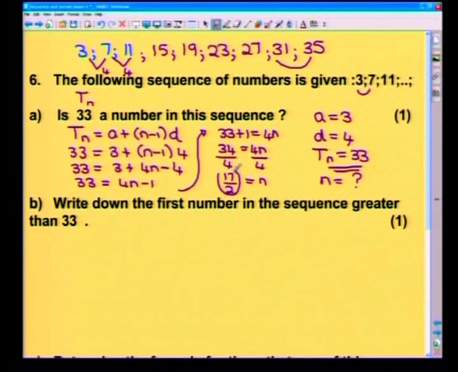Right, we have a problem. What did n stand for? N stood for the number of terms. So can you have an 8.5th term? The answer is clearly no.